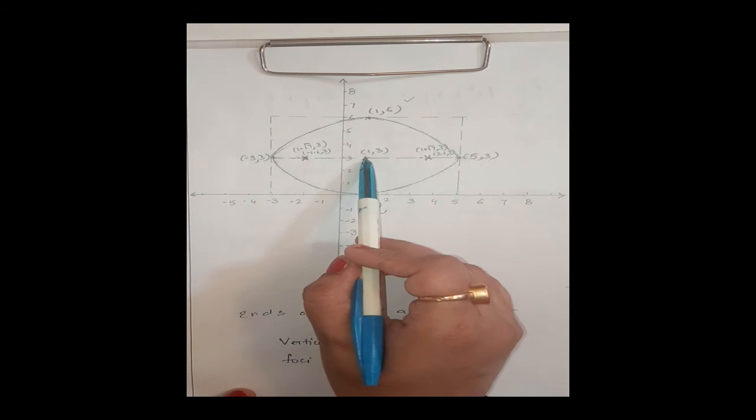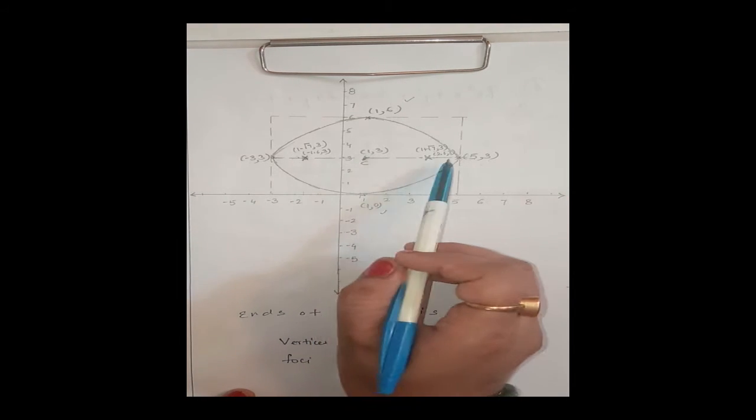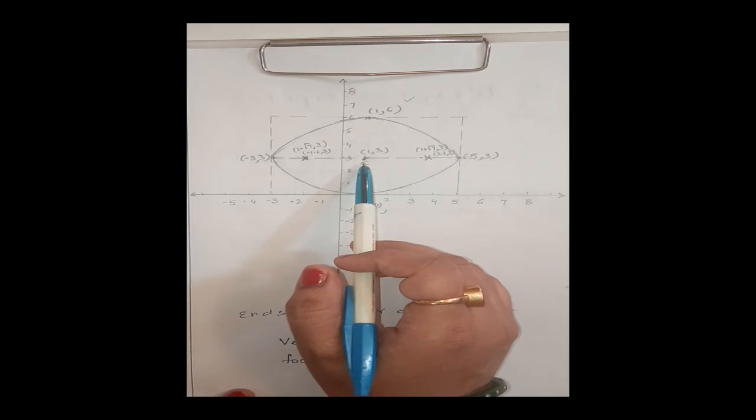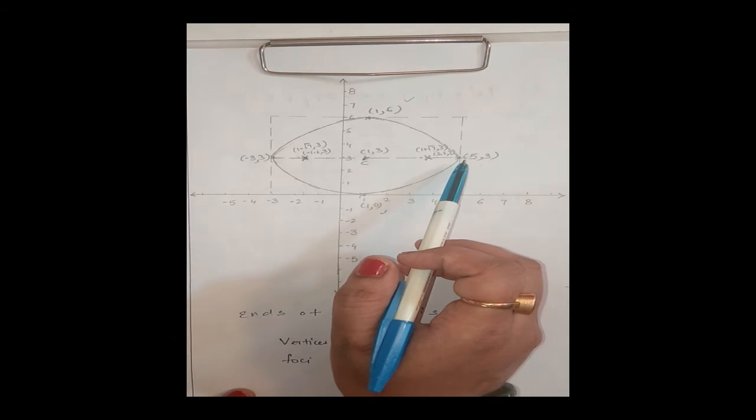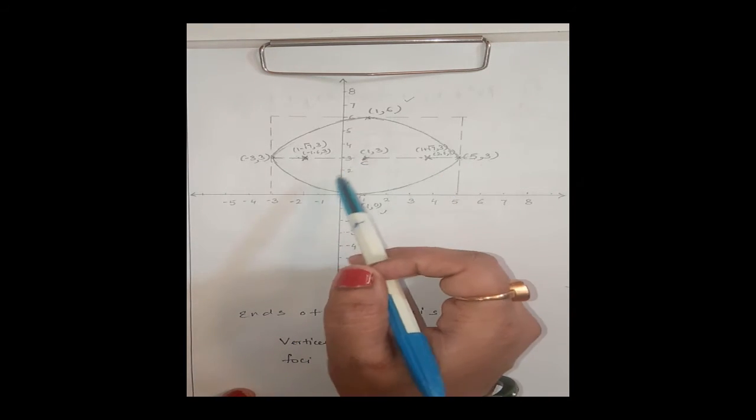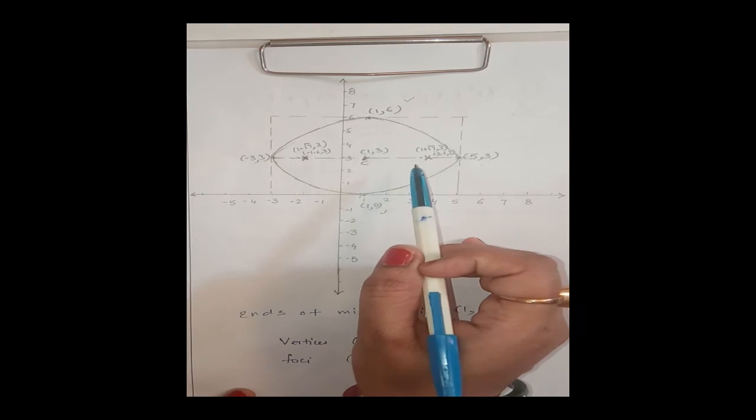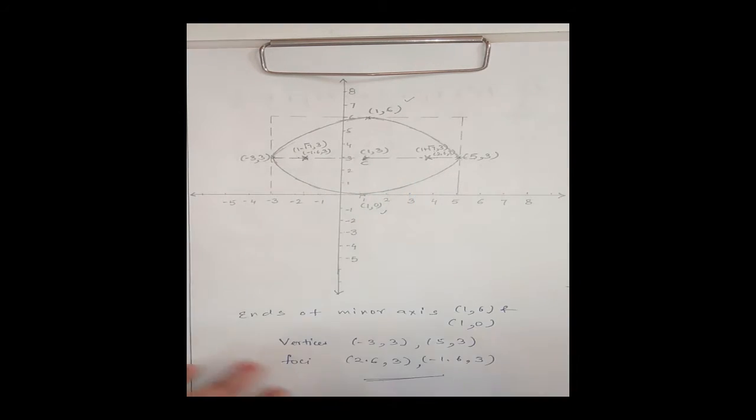Clear? First mark the center, then A units along the major axis and B units along the minor axis to both sides of the center. Clear? Now come to the next problem.